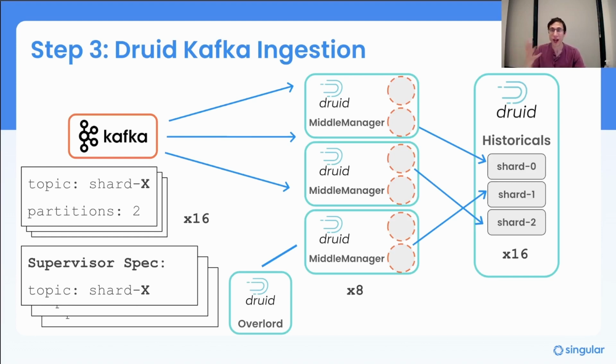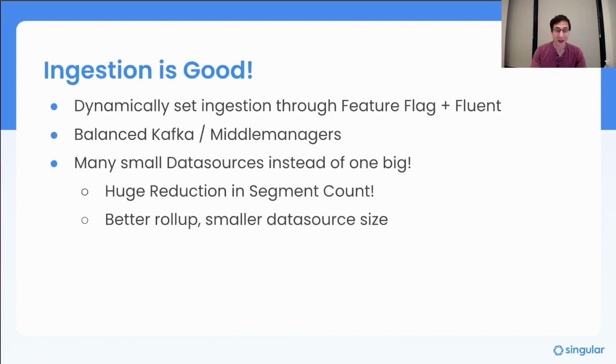So once you do the math, weigh everything out, and create a balanced Kafka stream middle manager task ingestion flow, then your ingestion's good. We have data sitting in our 16 smaller data sources, in our 16 shards. So we were able to dynamically set ingestion through feature flags in Fluent. We have balanced Kafka and middle managers, and we have many small data sources instead of one big one.